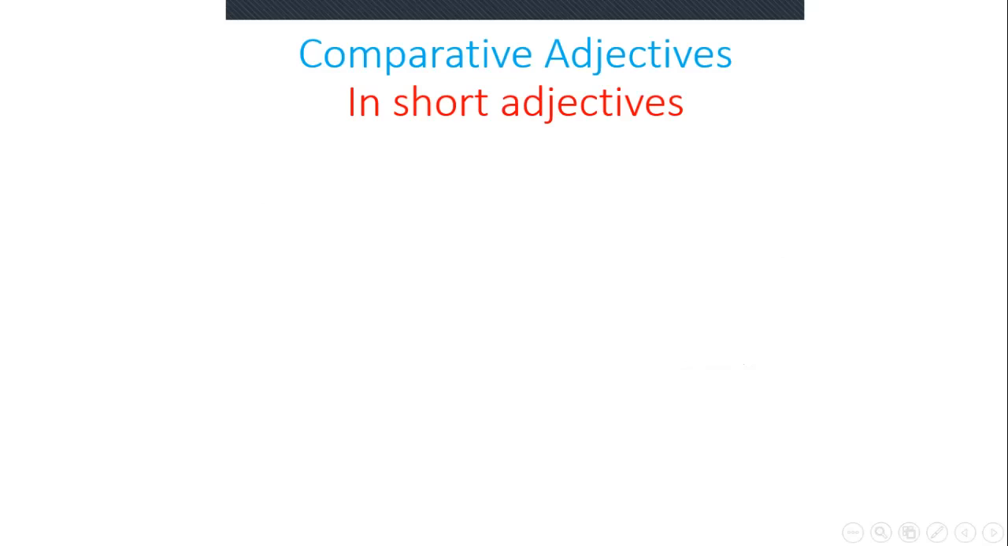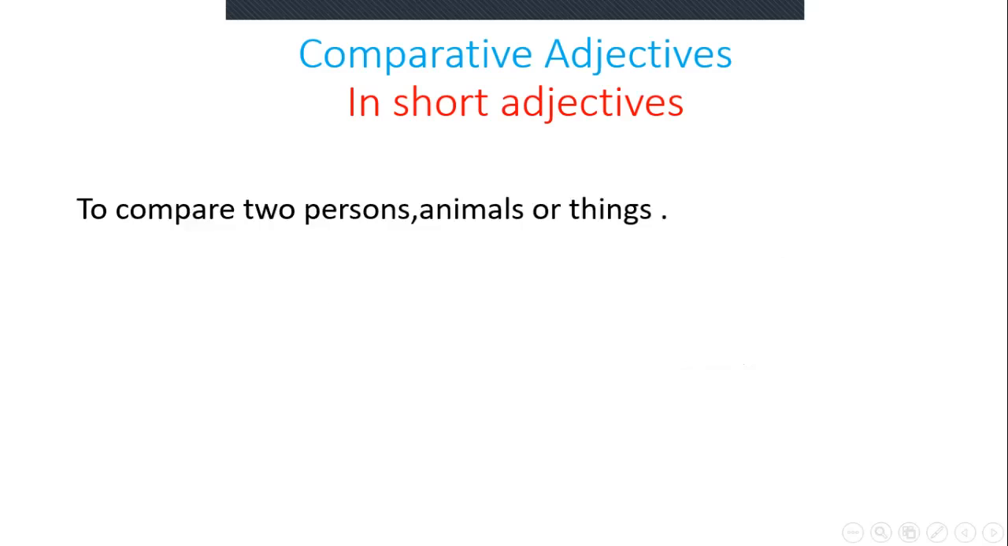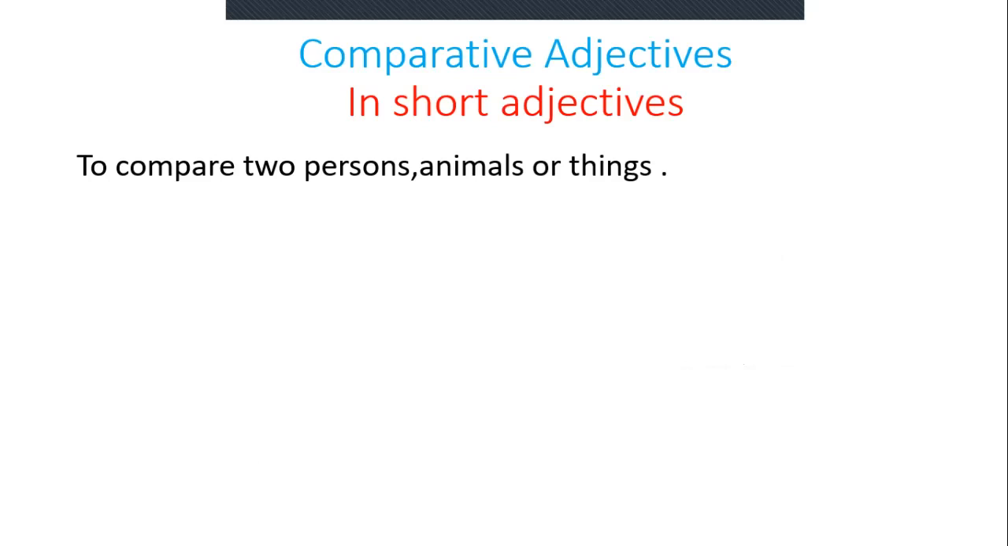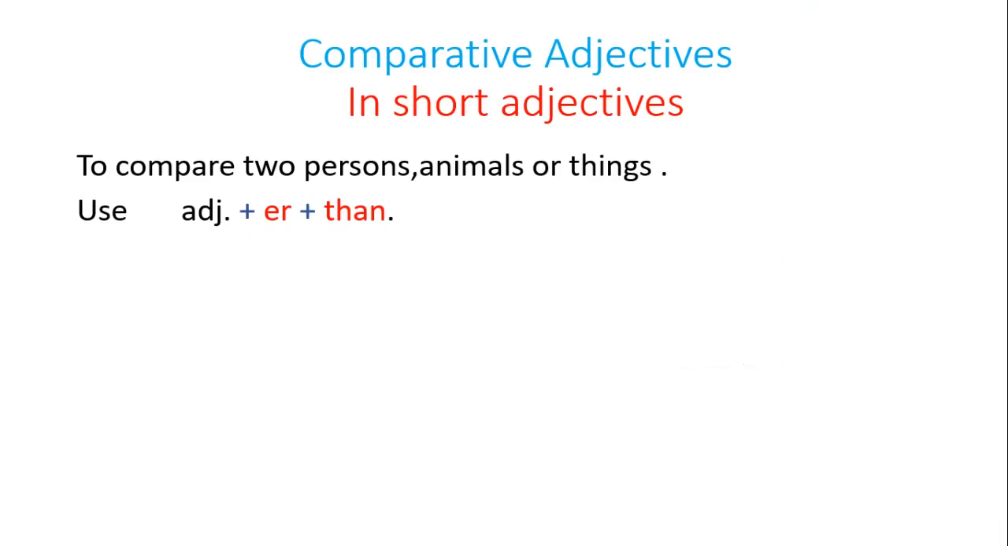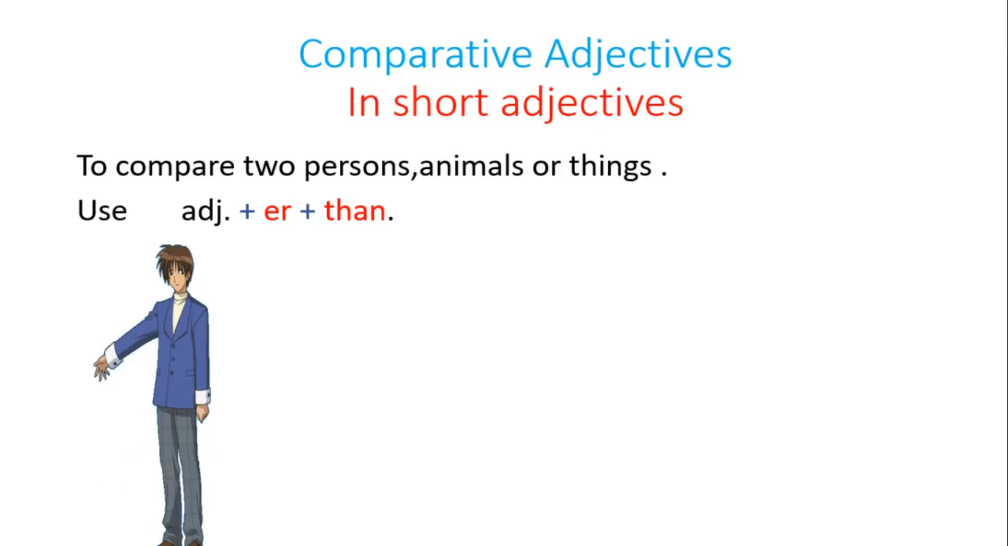Now we'll know the meaning of comparative adjectives and how we can make comparative adjectives in short adjectives. We use comparative adjectives to compare two persons, two animals, or two things. If I want to compare between two persons, animals, or things, we can use adjective plus er plus than.